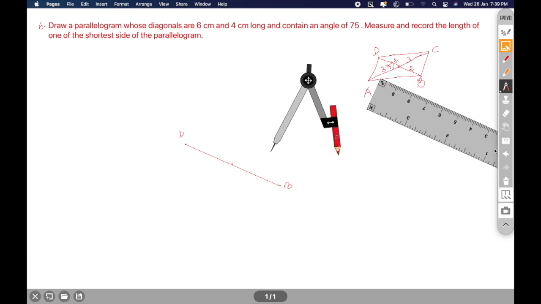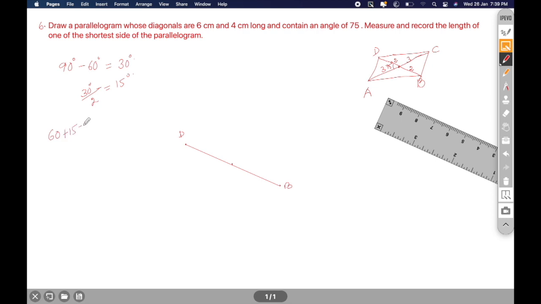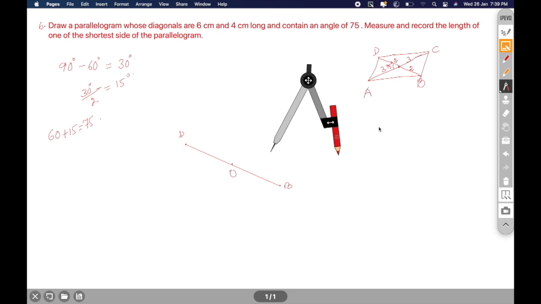So to construct 75 degree angle, we need to show a 90 degree construction and remove 60 degree from there so that we are left with 30 degree. This 30 degree when bisected gives 15 degree. So 60 plus 15 degree can give us 75 degree. So at the point O, let us construct first of all the 75 degree angle.